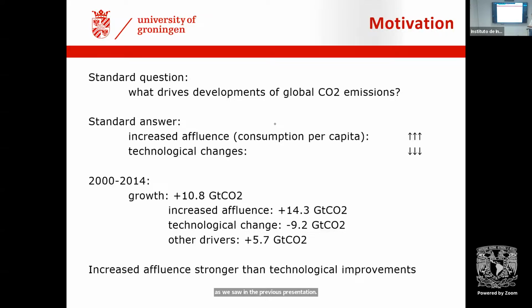decrease. So what we find is that between 2000 and 2014, the growth in CO2 emissions, we're not talking about greenhouse gas emissions, numbers are slightly different, not entirely comparable, but the effects are almost 11 gigatons, and the role of increased affluence was 14 gigatons, technological changes, and all the other drivers together are approximately 6 gigatons. So that was the point, increased affluence is stronger at the global level than technological improvements. Fine, congratulations. Similar outcome as in the previous slide.